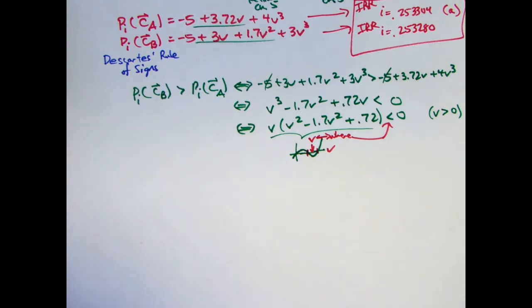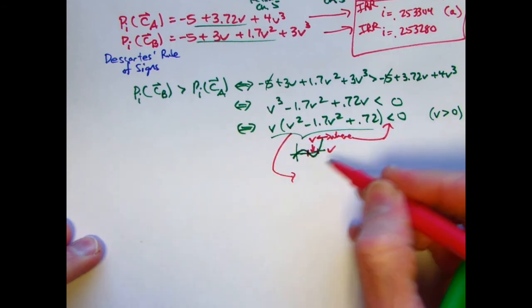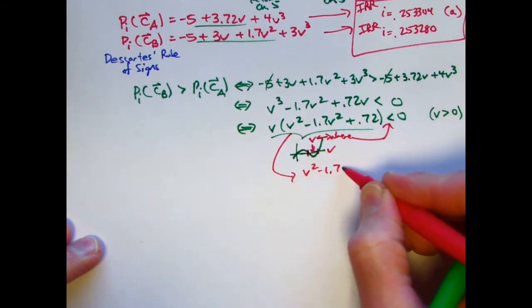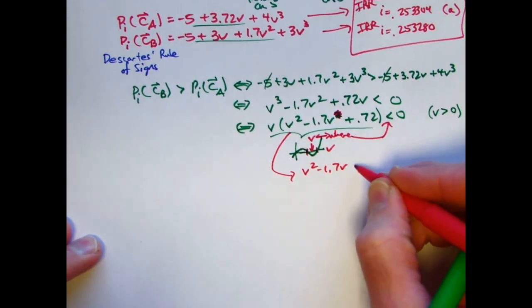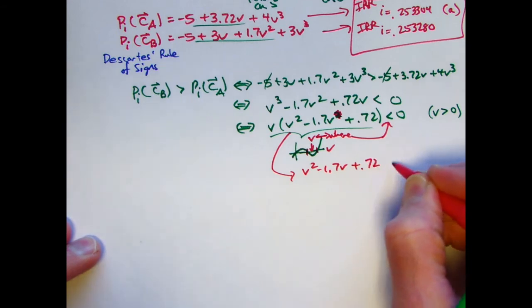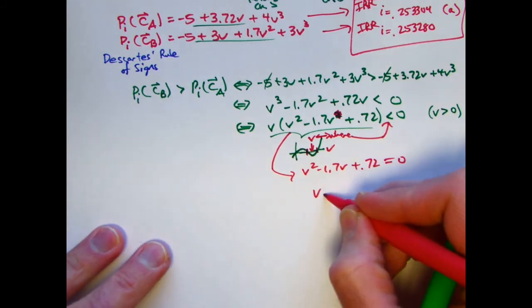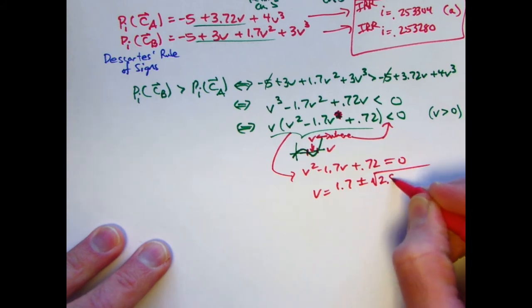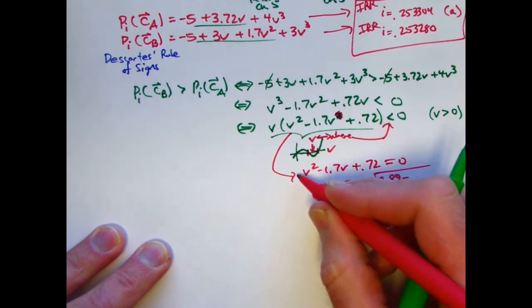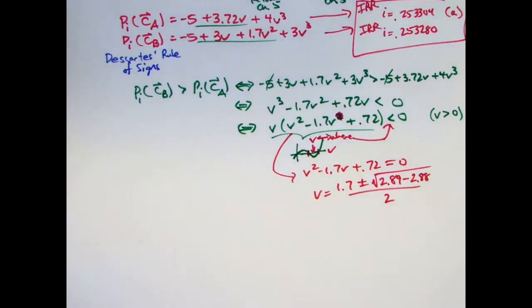You could use the quadratic formula to figure out when this is 0, and that should be helpful in factoring it then. V squared minus 1.7, oops, this is not a square here, sorry. v minus 1.7v plus 0.72 equals 0. When does that happen? It's going to happen when v is 1.7 plus or minus the square root of 1.7 squared, which is 2.89, minus 4 times 1 times 0.72, which is 2.88, all divided by 2.